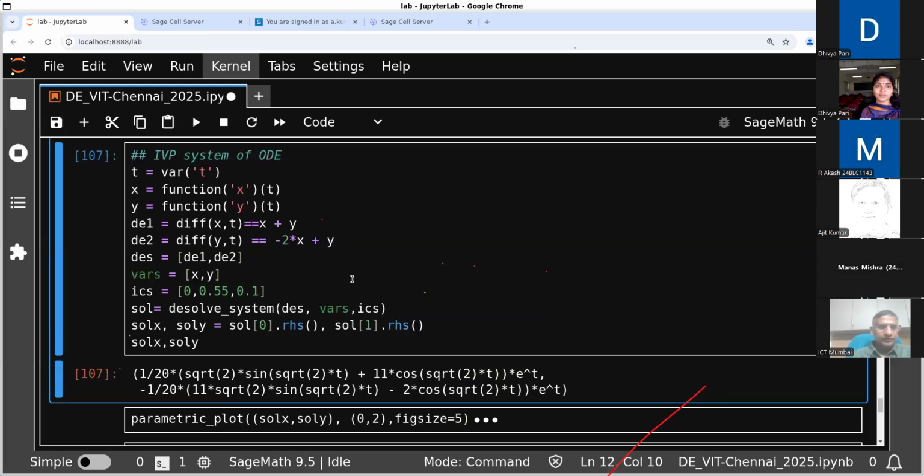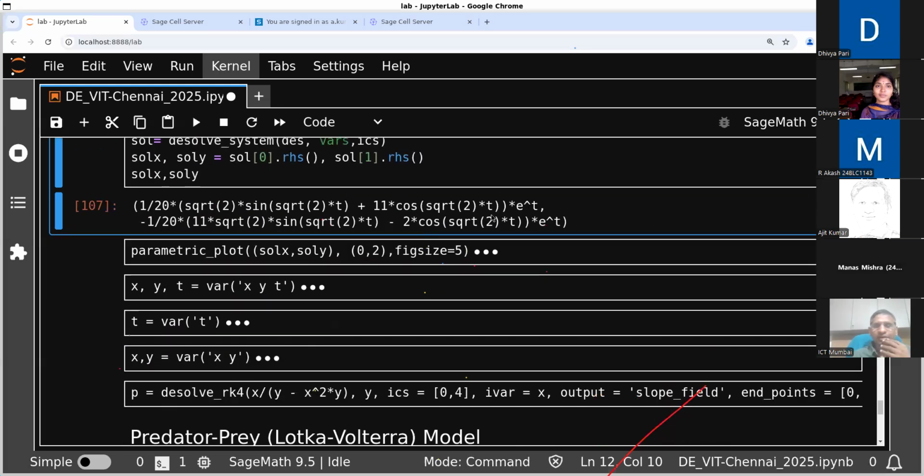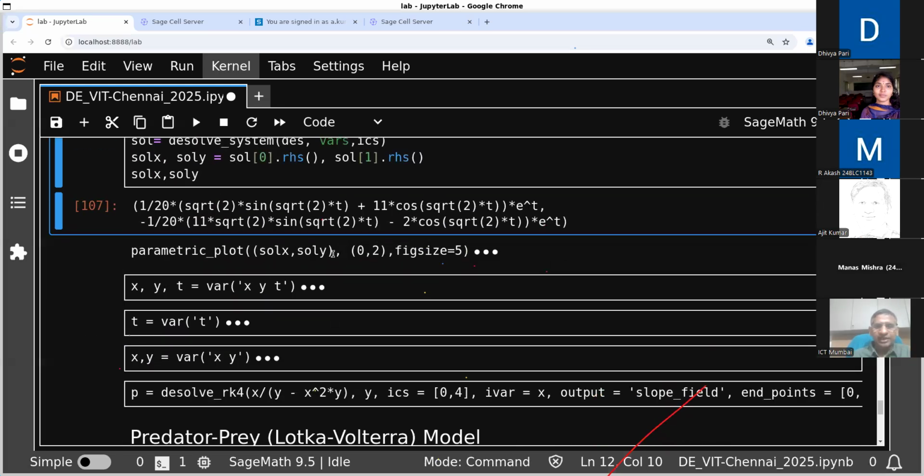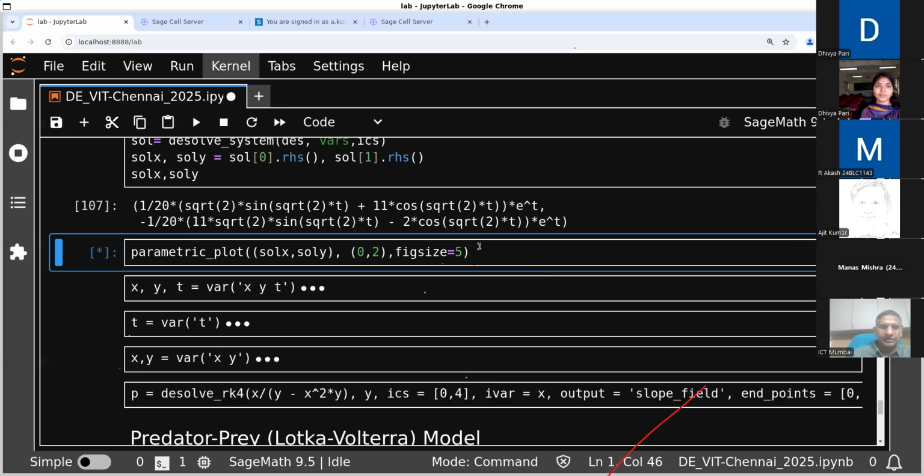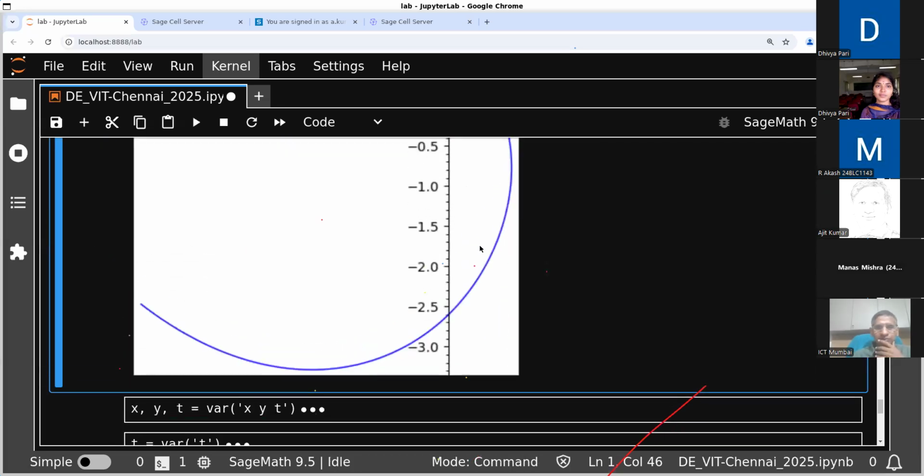And then when we try to solve, the solution will look like this. Now the constants are gone, and I can even plot this parametrically. So this is how the solution curve looks like.